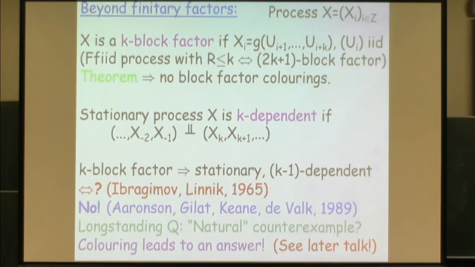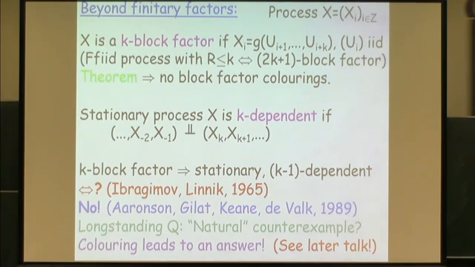Doesn't really matter. So, of course, the theorem says that there's no block factor coloring, because for an FFIID coloring you have to have this tower function decay, so it's not bounded. On the other hand, here's a seemingly slight variant of that condition.